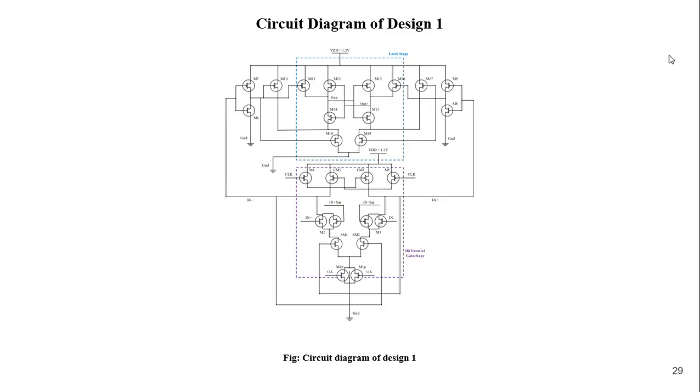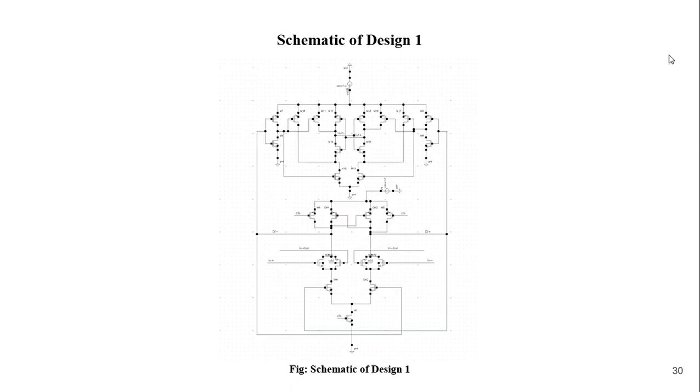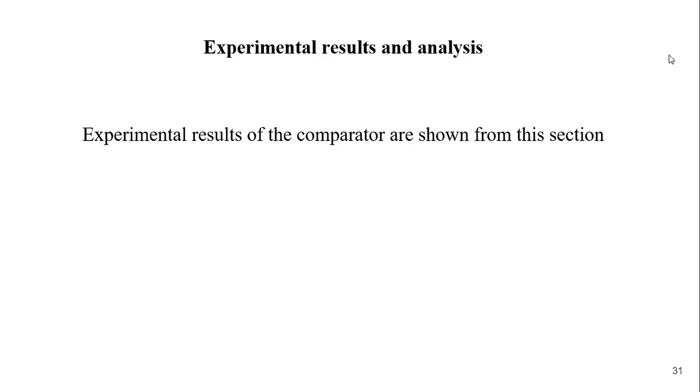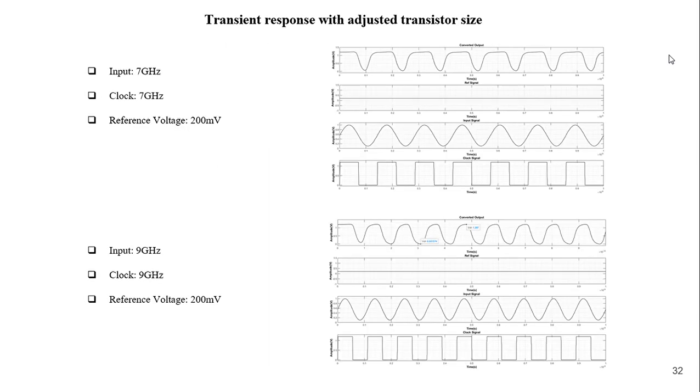So this is the circuit diagram of design 1. If we compare the 2 circuit diagrams, at the input we can see there are 2 transmission gates for the positive and the negative inputs. This is a symmetric diagram. These are the experimental results at 7 and 9 gigahertz. We can see that now we can perform at 9 gigahertz. Before it was only 7 gigahertz.